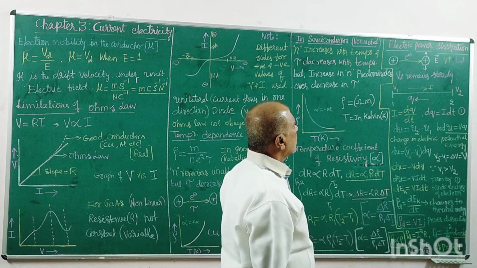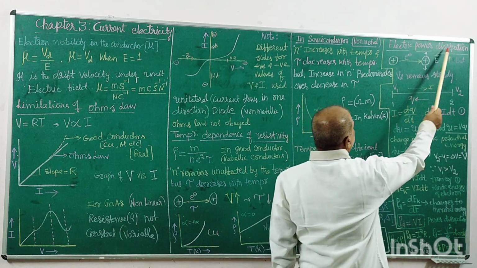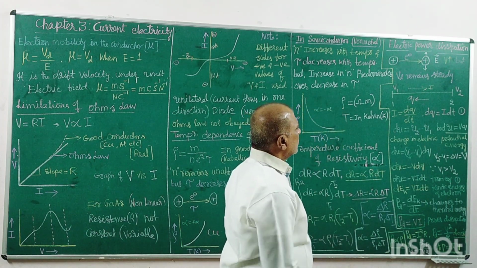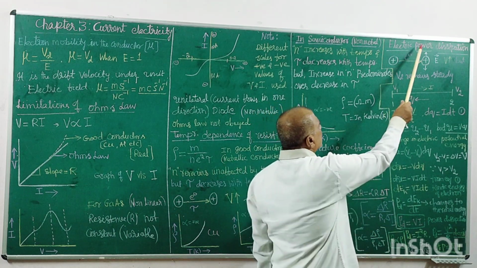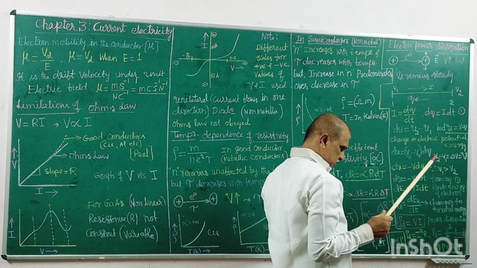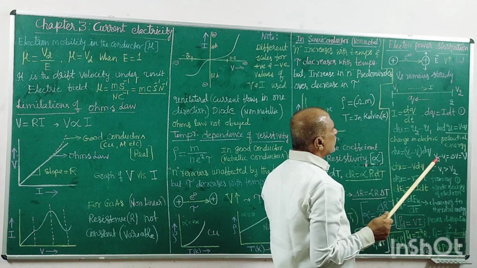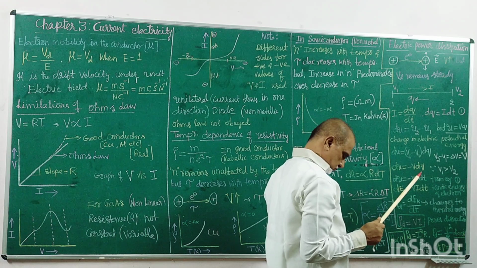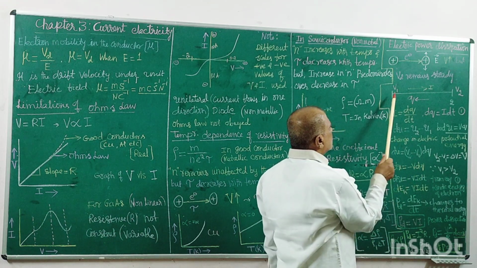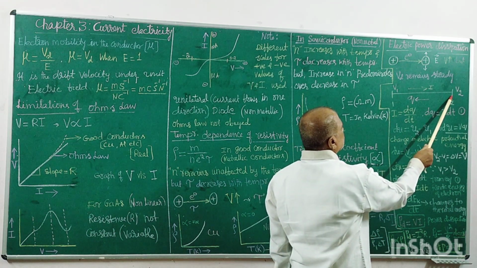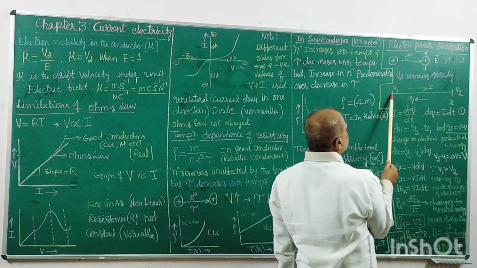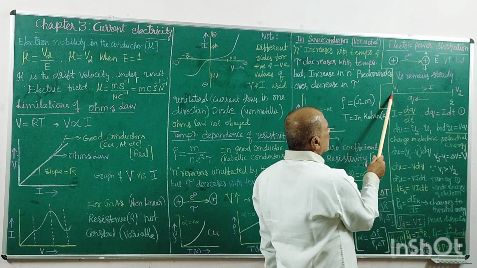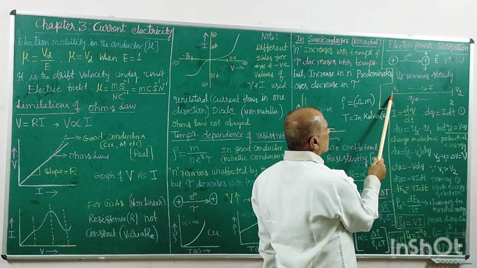Next is electric power dissipation. Now we have a conductor. What is meant by electric power dissipation? Let us understand it and see its importance. This is an electrical conductor, with an initial point and a final point. Across this conductor, a potential difference is applied.